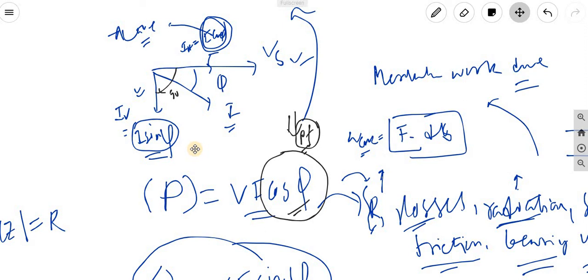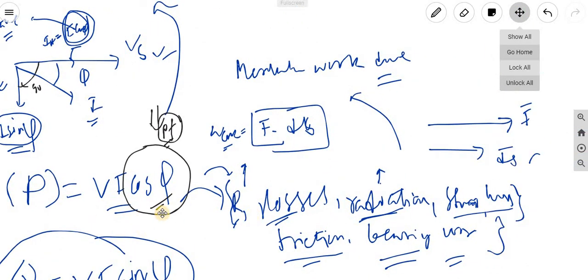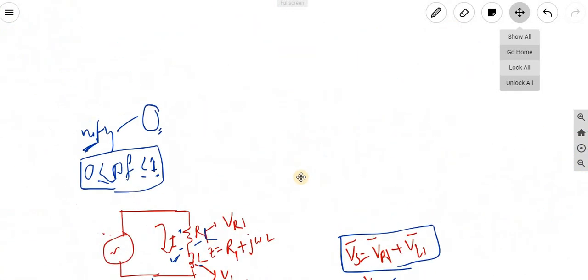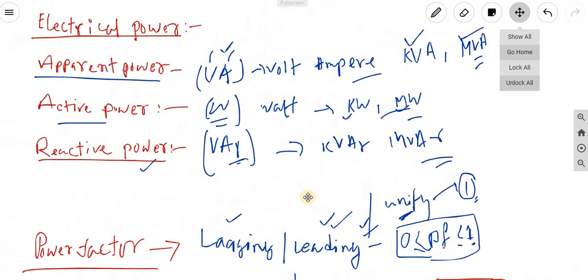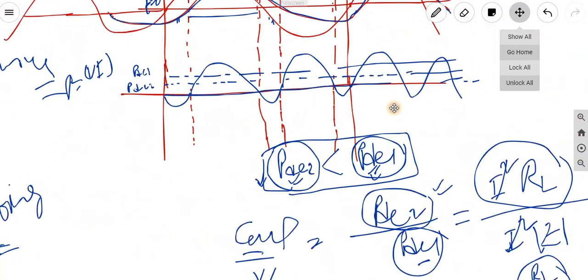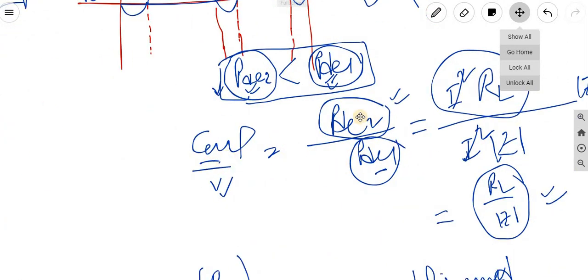And from there we got the power factor equation: R by Z. That presents the power factor equation, R by Z. So what is this power factor? For the ideal case the power is I squared R, and for the load it is I squared R_L. This is called the power factor.